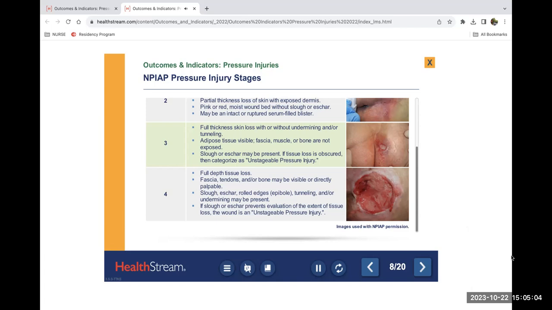In Stages 3 and 4, slough and eschar may be present in the wound, but if they prevent the assessment of tissue loss or depth of the wound, then the wound should be classified as an unstageable pressure injury until the slough and eschar have been removed and the wound properly assessed.